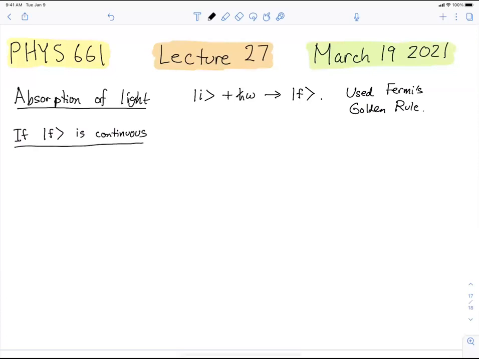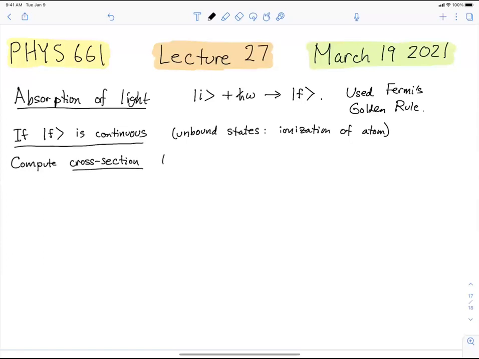So what that means is, for example, if my initial state was some atomic state, my final state might be some unbound state, for example, where I've knocked the electron free, and now it's almost in a free state. And that would be, for example, ionization of an atom, where I knock the electron out. And in that case, what we compute is the cross-section. So Fermi's golden rule gives us a rate, but then we turn it into a cross-section.